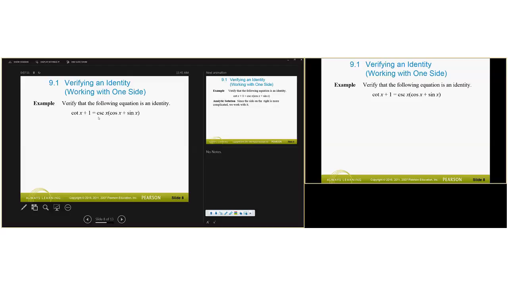The cosecant is what I need to change. Now, the cosecant is equal to 1 over what? Okay, then do that. Change it to 1 over sine.